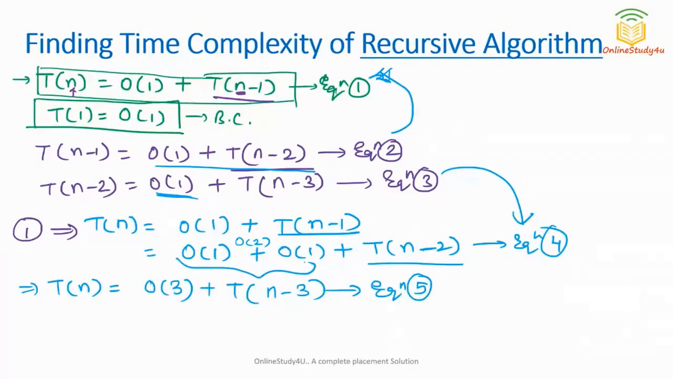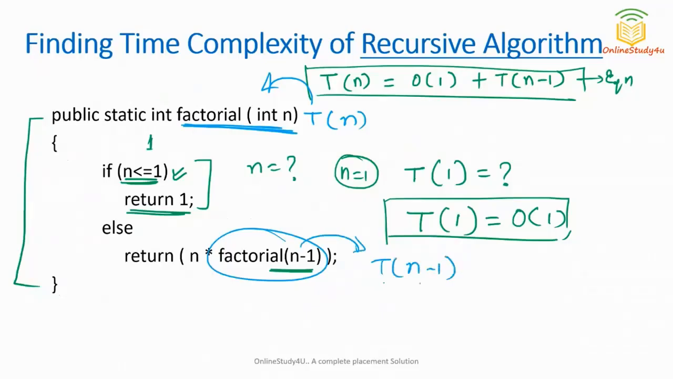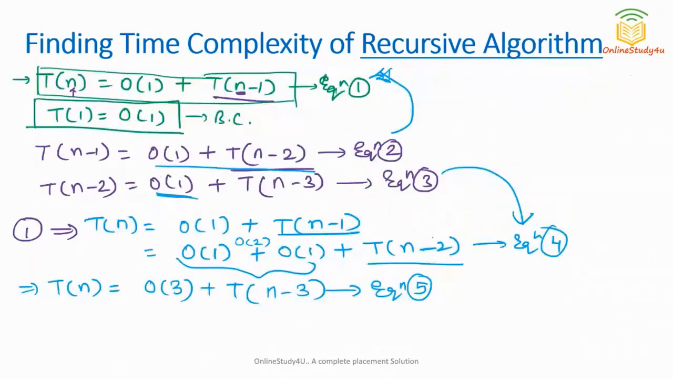What does t represent? T represents the time complexity of the entire algorithm. Initially I told that I am considering the time complexity as t of n. So if this is t of n, the time complexity of this function call is t of n minus 1. Now by substitution method I have found this equation. Now can you generalize the equation? You can see t of n is big O of 1 plus t of n minus 1, big O of 2 plus t of n minus 2, big O of 3 plus t of n minus 3.